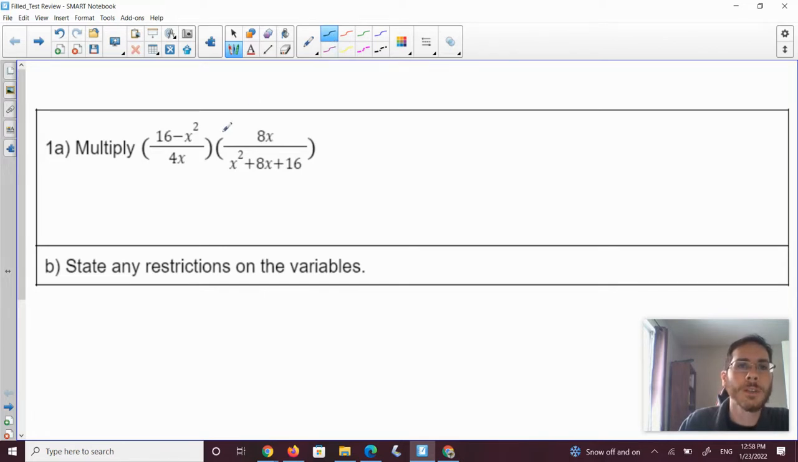When we want to multiply these two things together, the first thing we want to do is try and factor everything to see if anything's going to cancel out. So that's what we're going to do first: factor this part up here and this part down here.